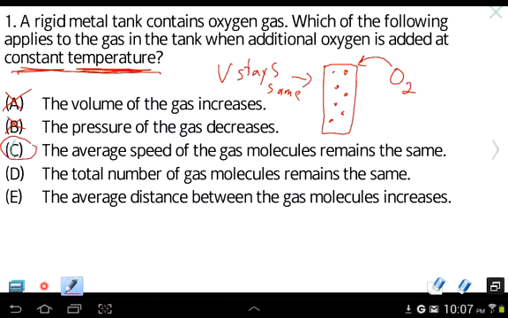The reason why D is not the correct answer, it says the total number of gas molecules remains the same. This is incorrect because, again, we're adding more oxygen, therefore increasing how much gas we have. And E, the average distance between the gas molecules increases. This is not true. When volume stays the same, the distance between molecules stays the same. It's when volume changes that the distance changes. So that should do it for example 1.